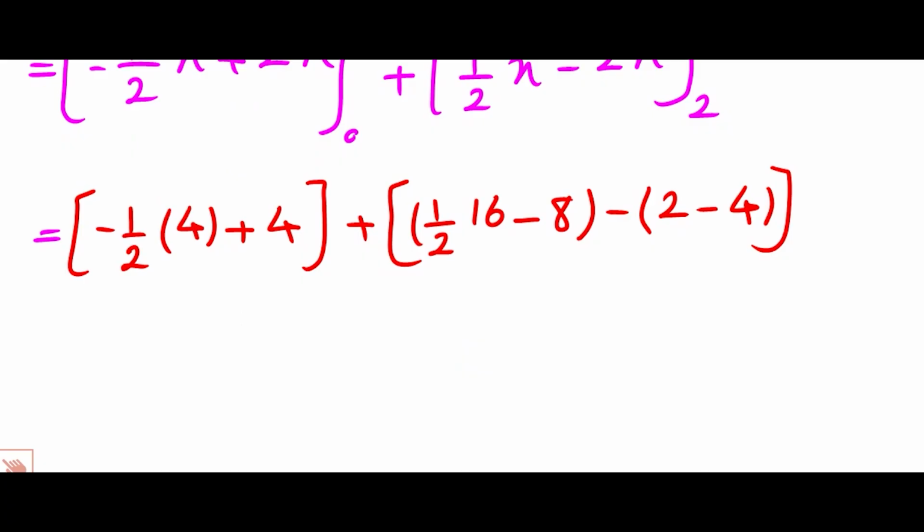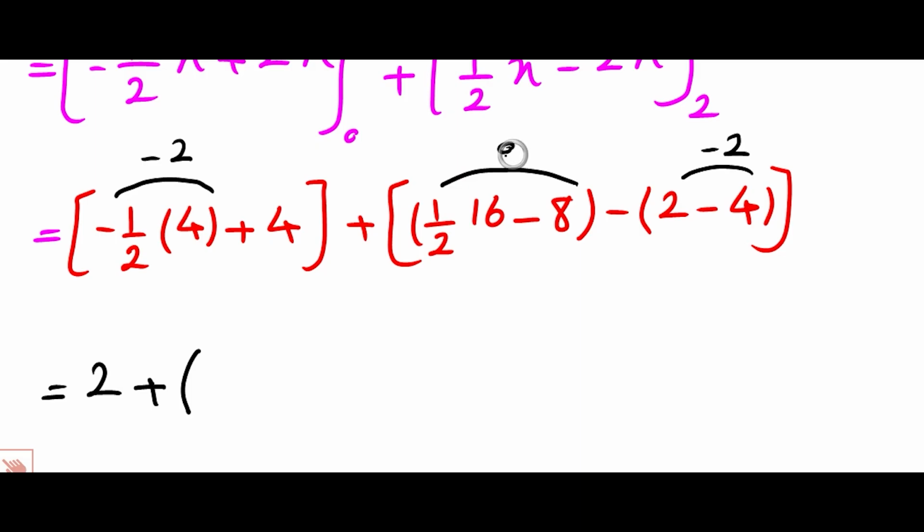right? So the final answer is -1/2 times 4 is -2, plus 4 is 2, plus 1/2 times 16 is 8, minus 8 is 0, minus 2 minus 4 is -2, so 0 minus -2 is positive 2. The final answer is 4.